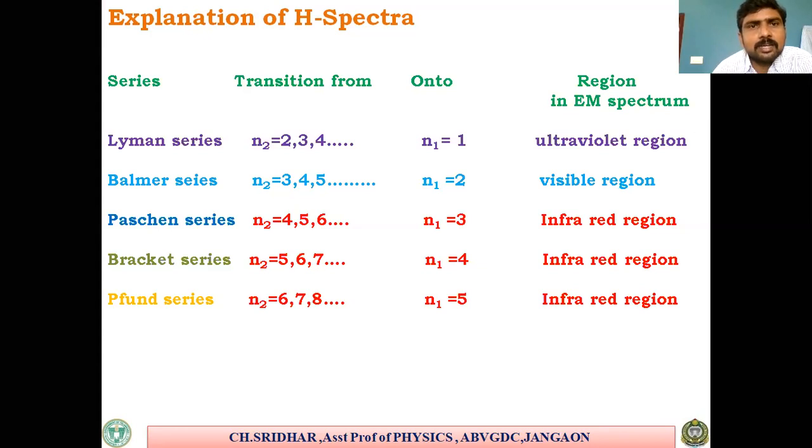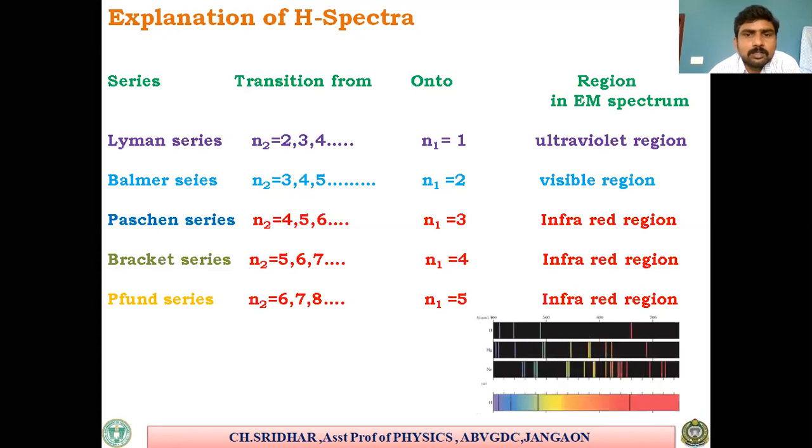So this is about the hydrogen spectrum. In the hydrogen spectrum, the spectral lines are formed due to various transitions of the electrons from the higher energy states to the lower energy states. Depending upon the level the electron transitions onto, there are different series: Lyman, Balmer, Paschen, Brackett and Pfund. These are the spectral lines which are practically observable using a spectrometer.